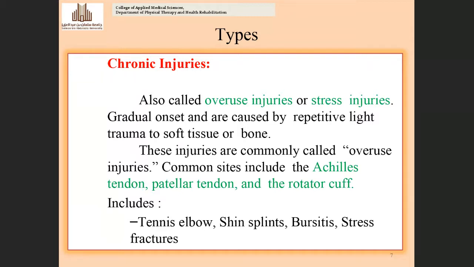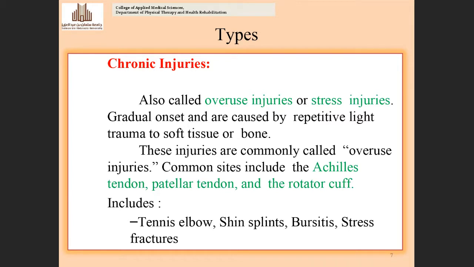Because of using your part, it may be soft tissues or hard tissues. The common sites include the Achilles tendon, so there is a possibility of injury to the Achilles tendon, that is the extension of the calf muscles, or the patellar tendon. In cases of athletes who are doing jumping activities, for example in basketball, there is a chance of patellar tendinitis. And the rotator cuff.